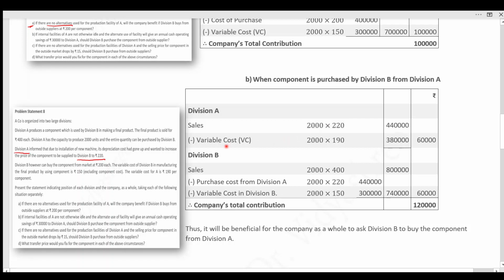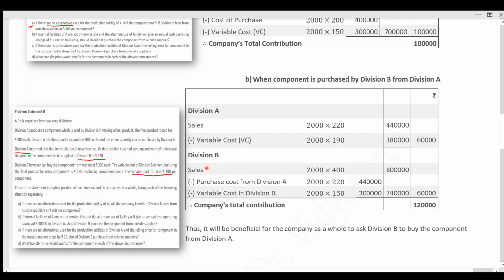In that you can deduct the variable cost. Even in the question it's given, the variable cost for division A is how much? 190. Division A, that is 190. So if you deduct, you get a profit of 60,000.